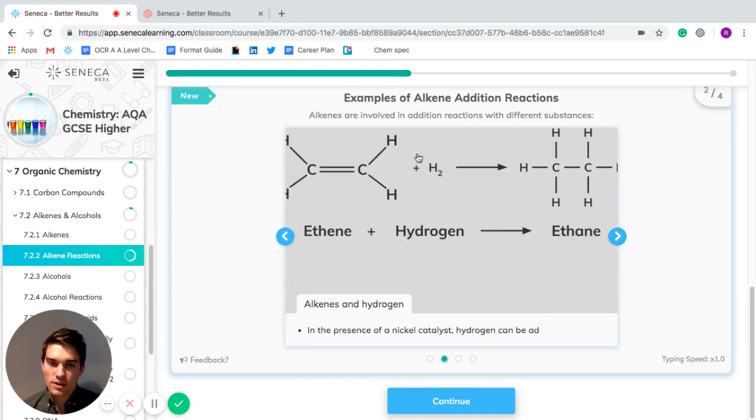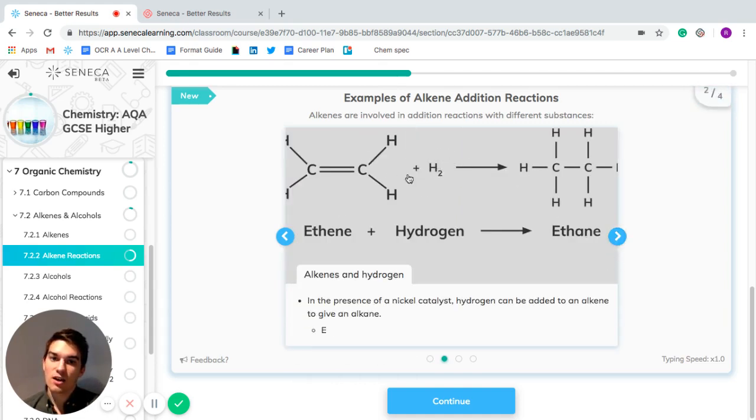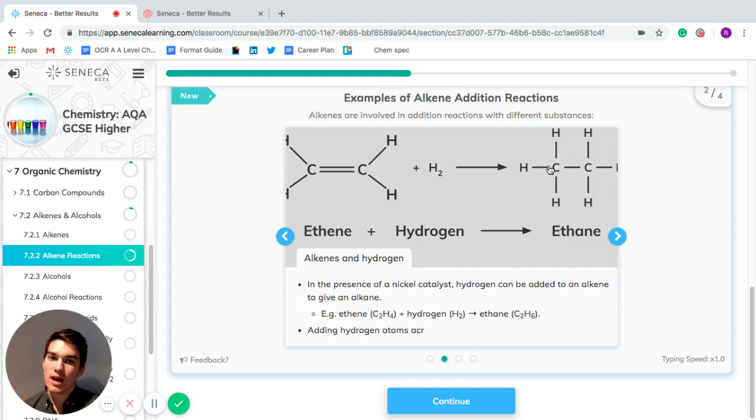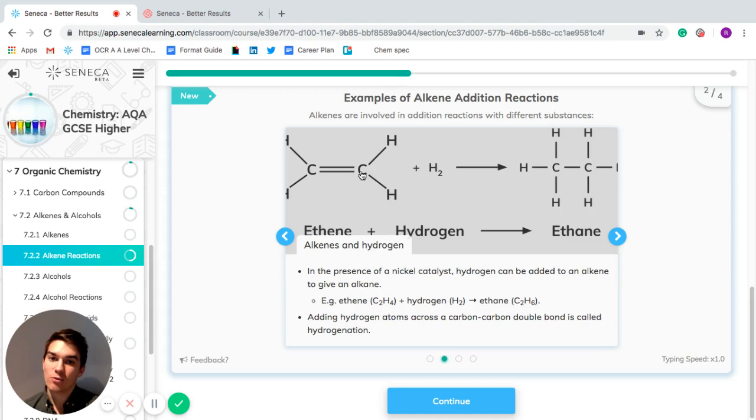In the presence of a nickel catalyst, you can also add hydrogen gas. Again, it breaks down this double bond to a single bond, and it adds a hydrogen on each of the carbons, and that creates an alkane from an alkene. We can also call this hydrogenation.